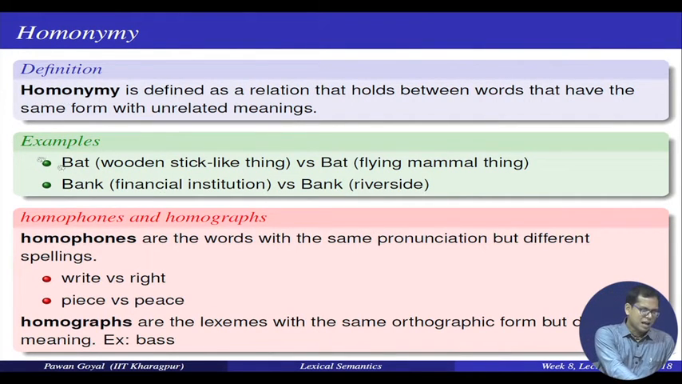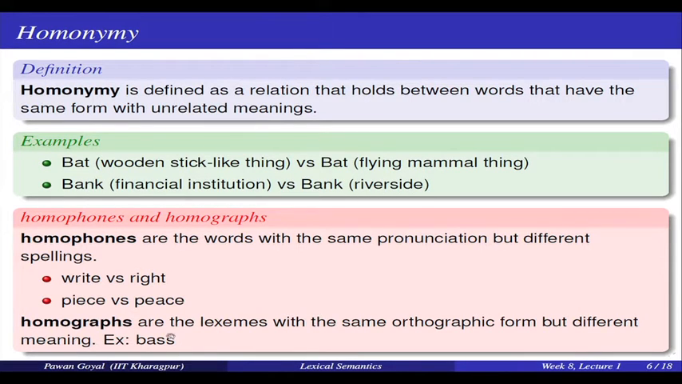So let us see some examples. Homophones are the words that have the same pronunciation but different spellings, and different meanings also. Examples here are right and right. They have the same phonological form, they are written differently, and their meanings are different. Same with peace and peace. And homographs would be the lexemes that have the same orthographic form. They would have maybe a different pronunciation and a different meaning altogether. So, for example, the two different usages of bass, one in the sense of fish, another in the sense of a guitar or music.